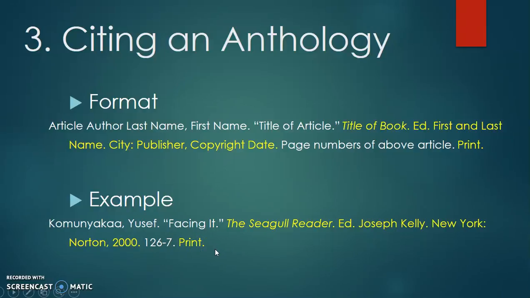Now, one thing I want to point out here is that if you're using sources from the same book, certain information will be the same no matter what articles you're citing from it. So the title of the book, the editor, the city, the publisher, the copyright date, and the word print, that's going to be the same. If you take more than one source from the same book, from the same anthology, your article title and your page numbers will change, but everything else will stay the same. So if you've got more than one source from our textbook, you might be in this boat.